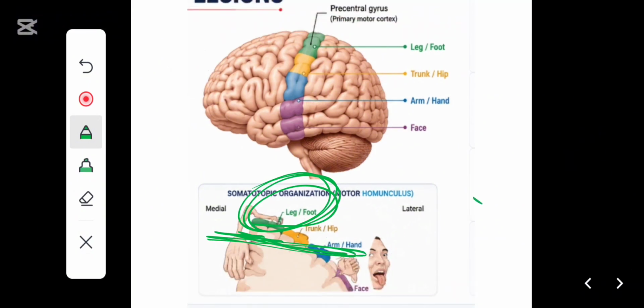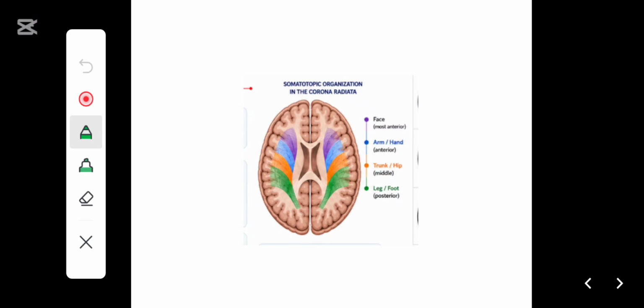And then from the cortex we can move to the next part, which is the internal capsule, your corona radiata. Your corona radiata is actually just a fan of these fibers or neurons coming from the cortex, coming down in this manner. Since the cortex is subdivided, the neurons coming from it are also divided likewise. So these are for the face, these for the arms, these for the trunk, and these for the legs.